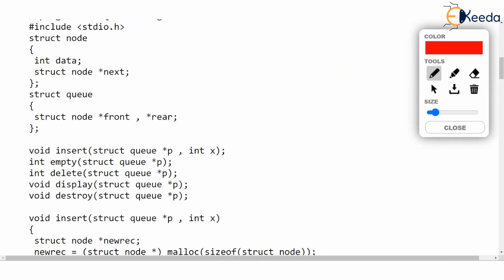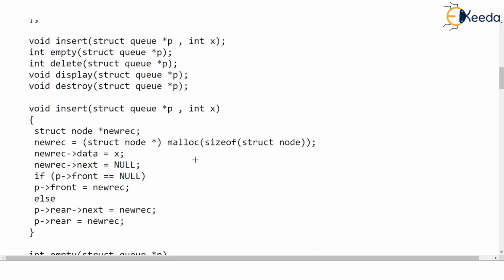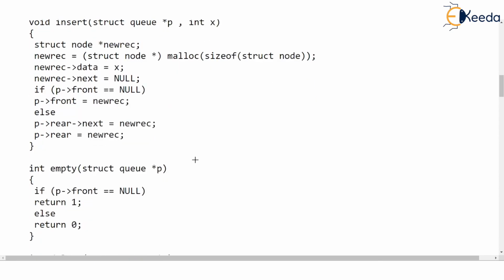These are the most important declarations to begin with queue implementation. Now after that, we have written a few functions that we will see from the next video onwards.